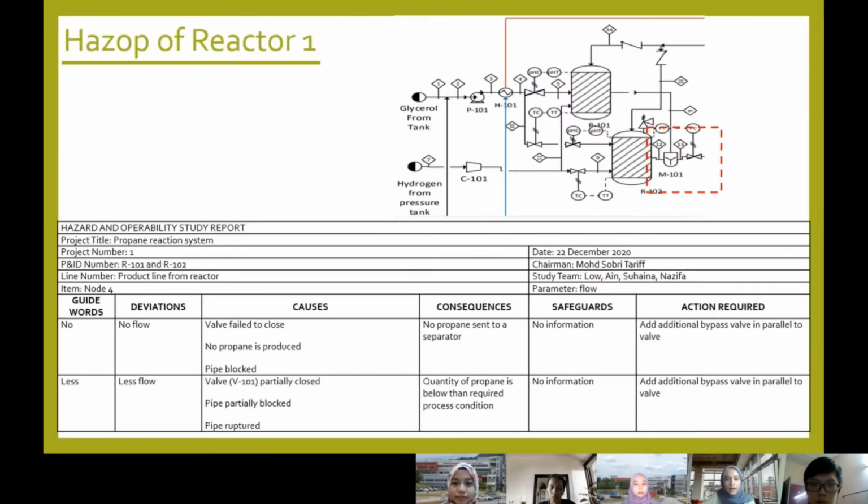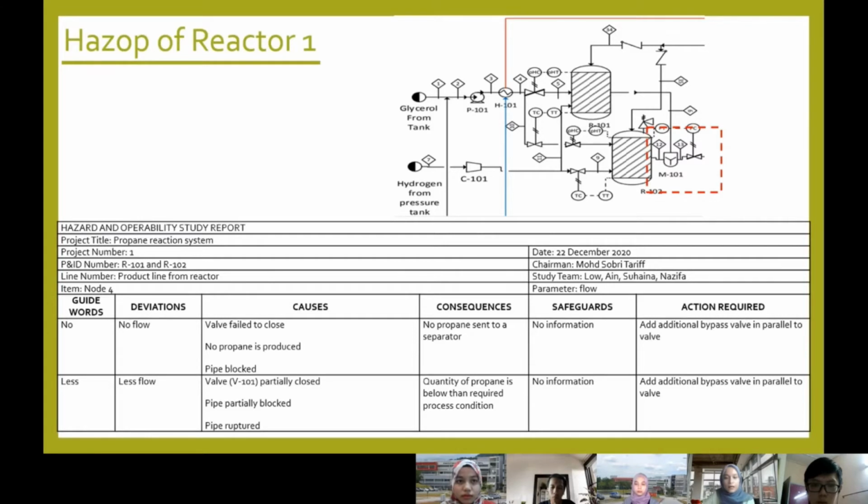Okay, that's the result for reactor 1. There are 2 guide words. First is No. No reduction is no flow. The cause is valve fails to close. No propane is produced and pipe is blocked. The consequence is no propane sent to a separator. The action required is to add an additional bypass valve in parallel to the valve.